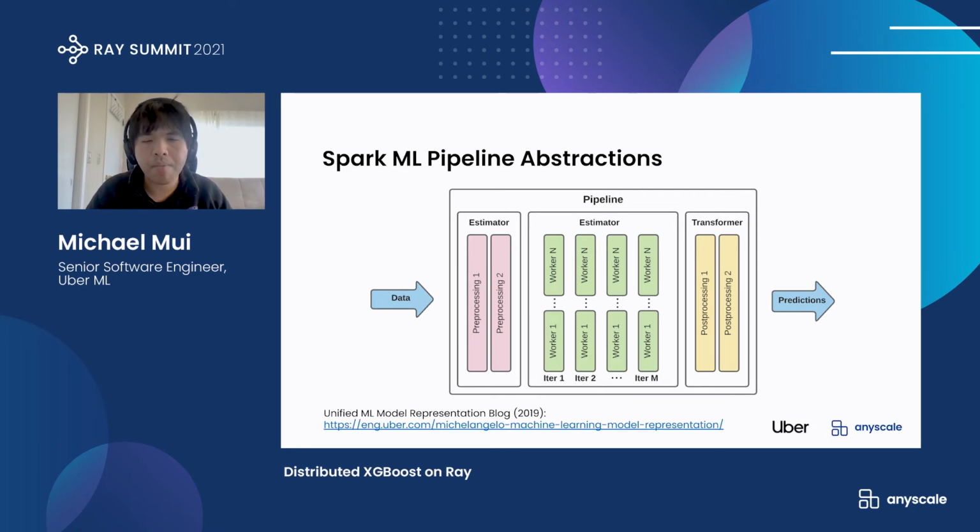So you can imagine within our setup at Uber, we can have a pipeline with estimators that do pre-processing steps, followed by an estimator that does the actual model fitting, and an arbitrary number of transformers that do post-training transformations.